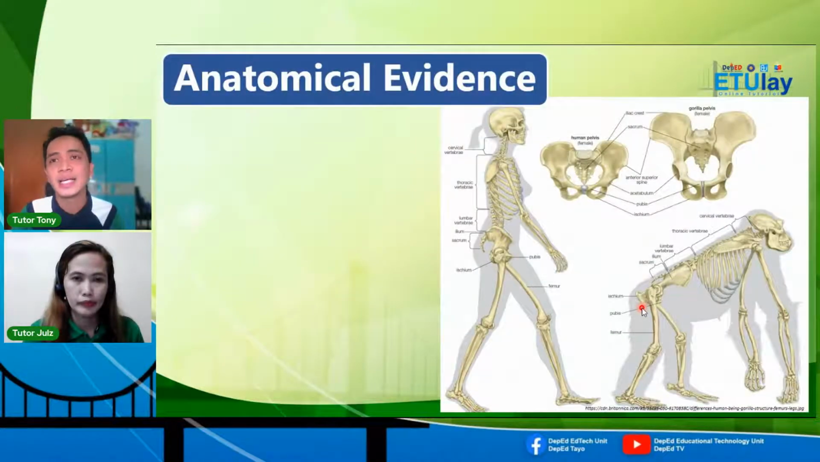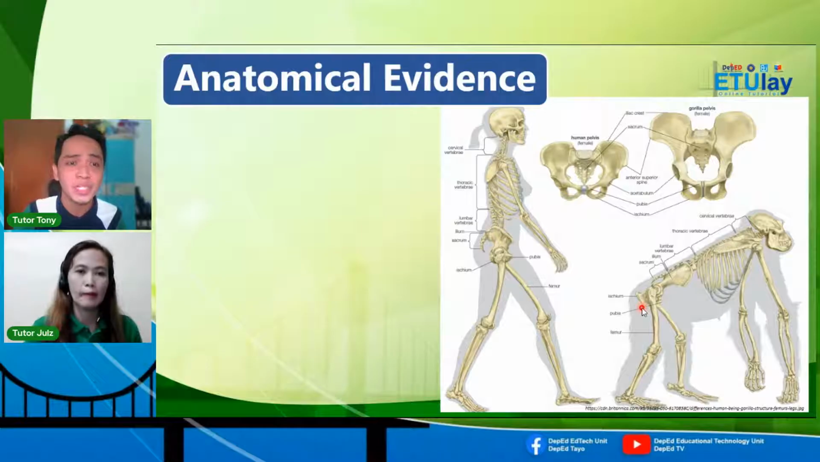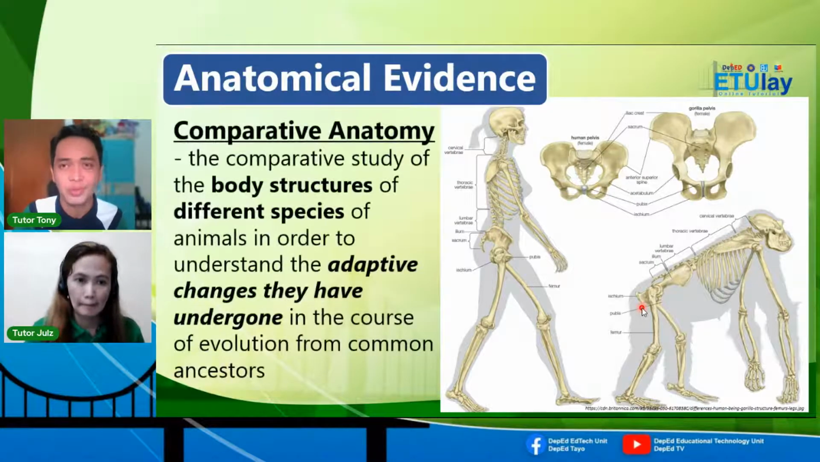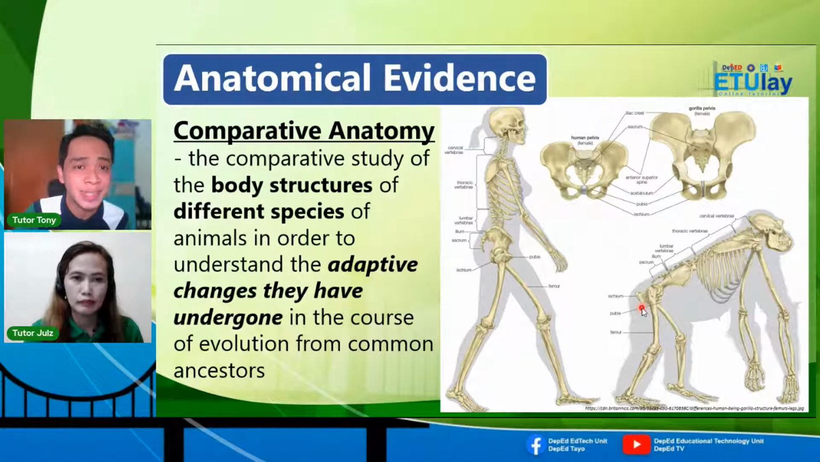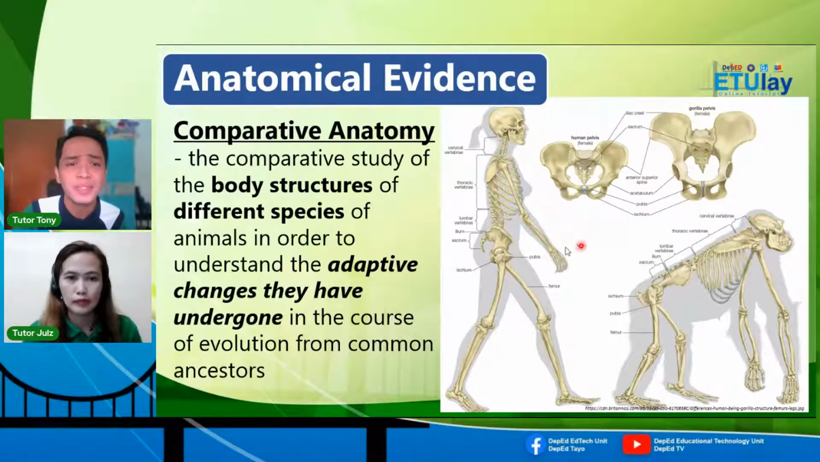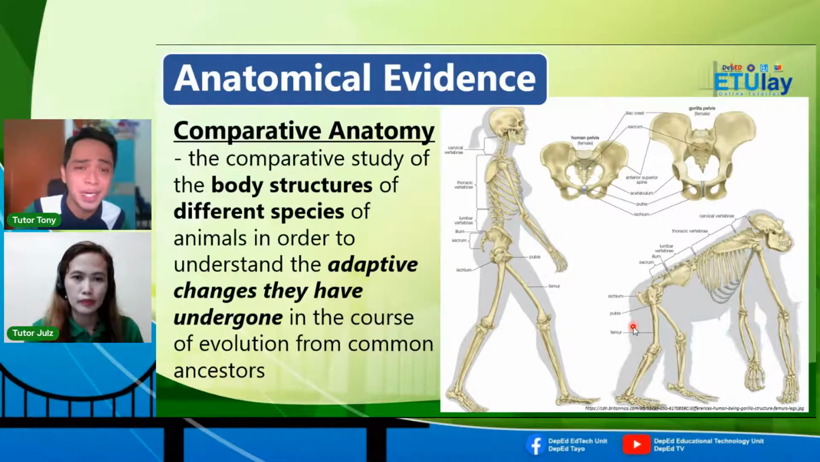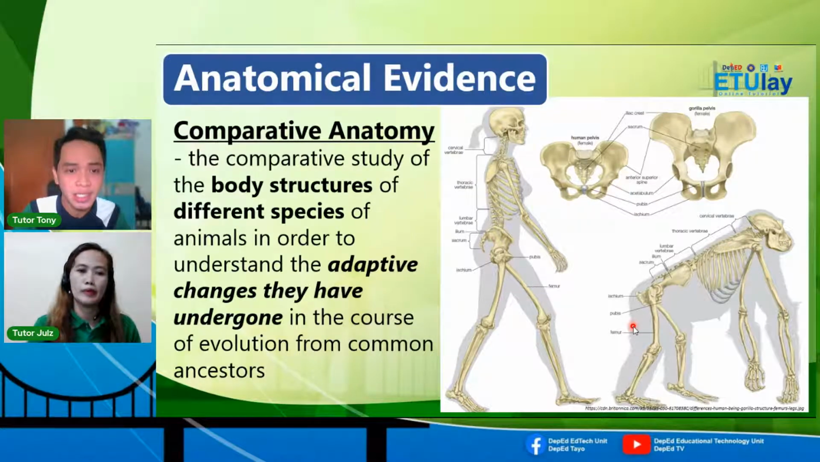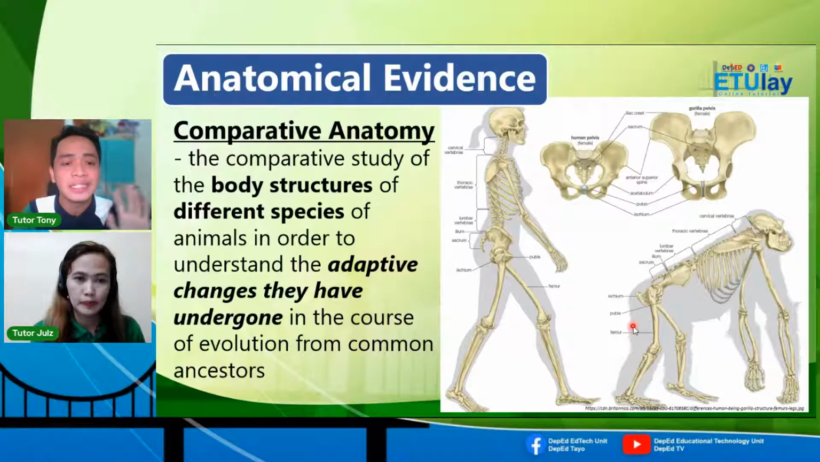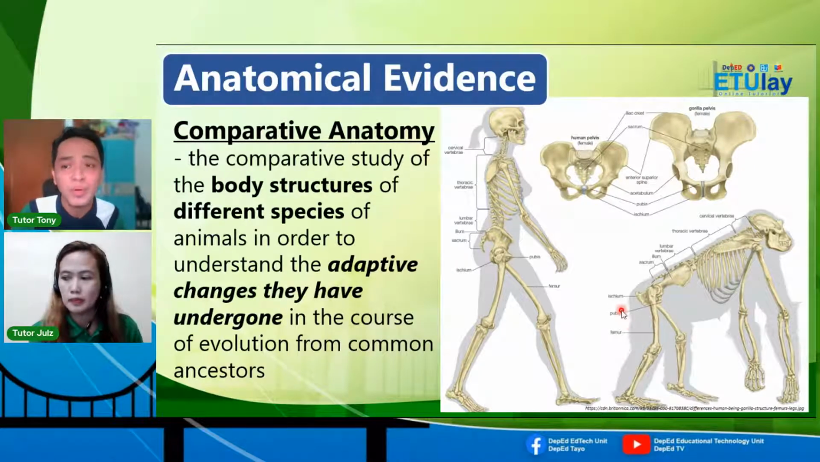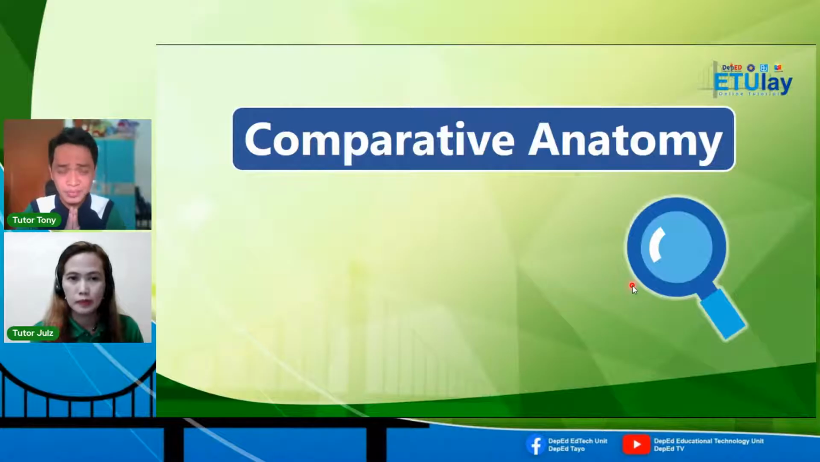And finally, isa rin sa mga tinitignan ng ating mga evolutionary biologists would be the anatomical evidence. So tinitignan na yung anatomy. So Tutor Jules will be discussing with you the comparative anatomy. So, ang ibig sabihin ng comparative anatomy, kino-compare yung mga body structures ng mga different species at saka ginagamit tong comparison para malaman kung paano ba nagbago in the course of time. Kasi kailangan mag-adapt, di ba? So, there's a need. Nire-require ng environment. Gusto mo mag-survive, you have to change. The adaptive changes they have undergone in the course of evolution from their common ancestors. Ayan, take it away, Tutor Jules.